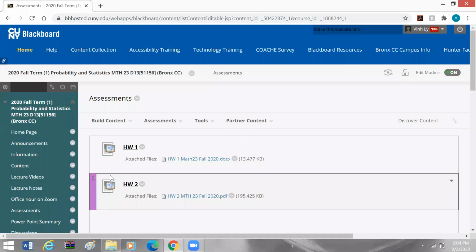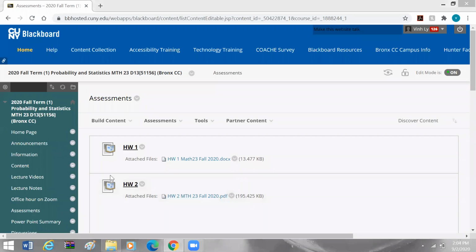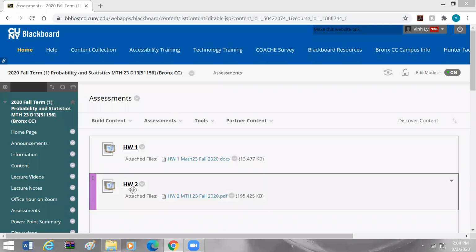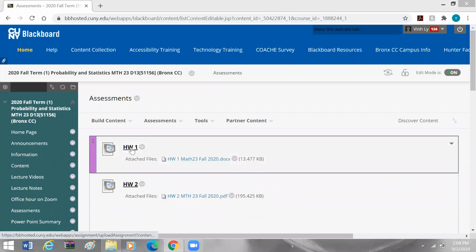We're going to take attendance, just making sure that we are here, and again, homework 1 and 2 is posted on Blackboard. You can work on it. If you haven't submitted homework 1, please do. The late submission for homework 1 is perfectly all right.